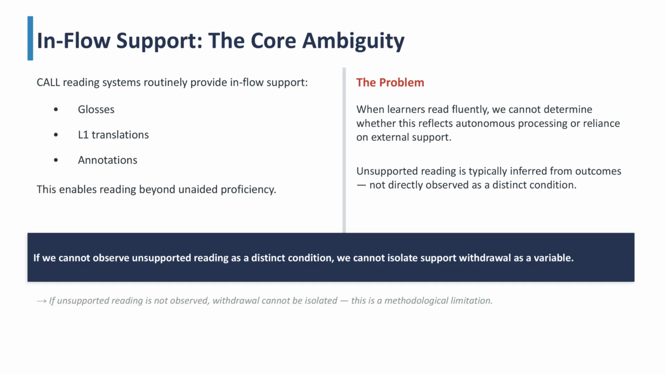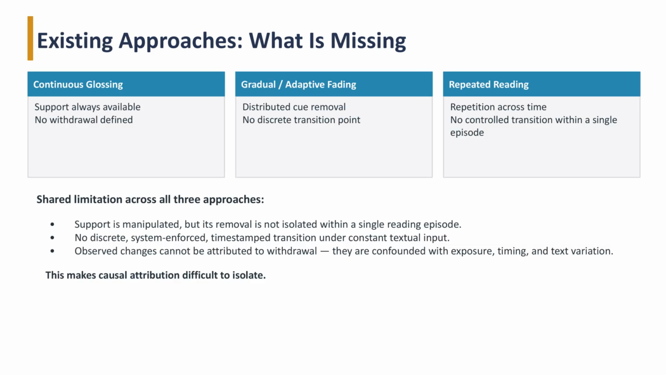At any moment, we cannot say: is the learner reading independently or with assistance? If we cannot distinguish this, support withdrawal cannot be isolated as a variable and therefore cannot be rigorously tested. This is the methodological limitation. This limitation is not incidental, it is structural.